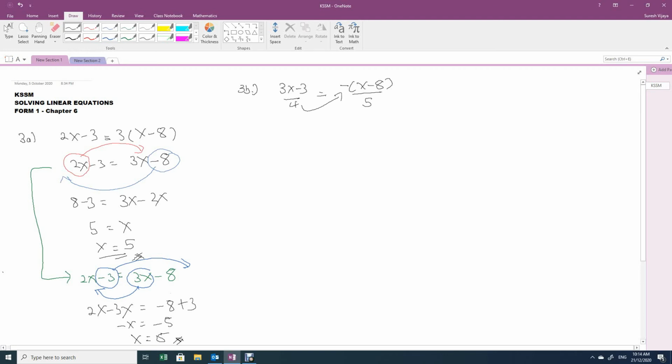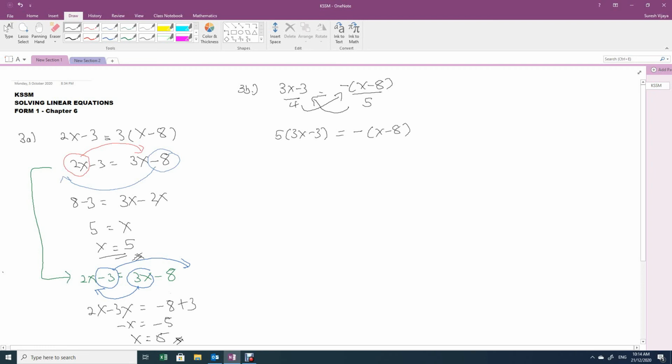How to do that? We cross multiply. So now the left hand side is divided by 4. When you shift over to the right hand side, it has to be multiplied by the whole thing. Similarly, the 5, when you cross over to the left hand side, it will be multiplied. So you have 5 multiplied by 3x minus 3 equals to negative x minus 8.